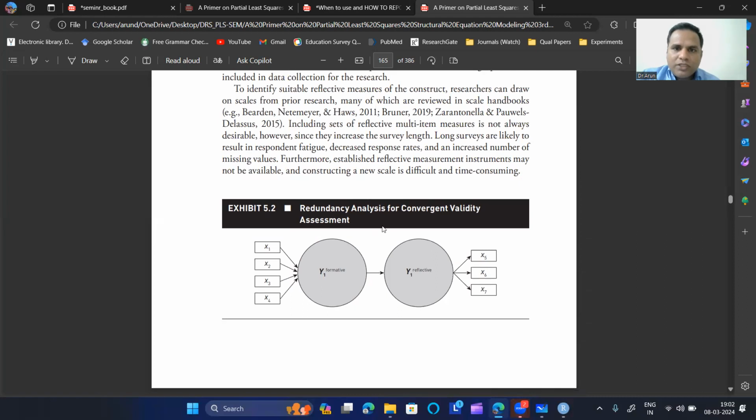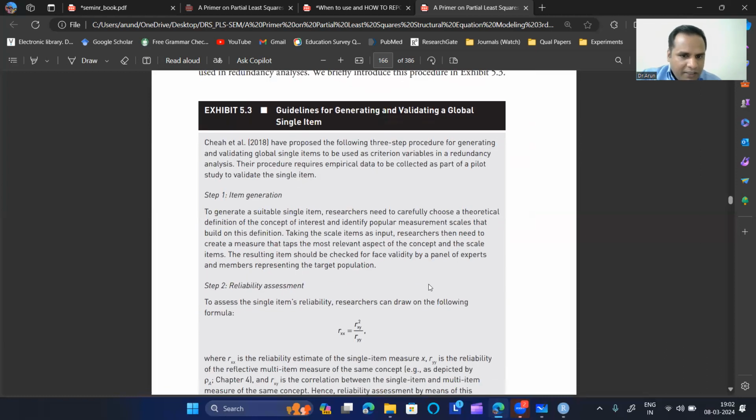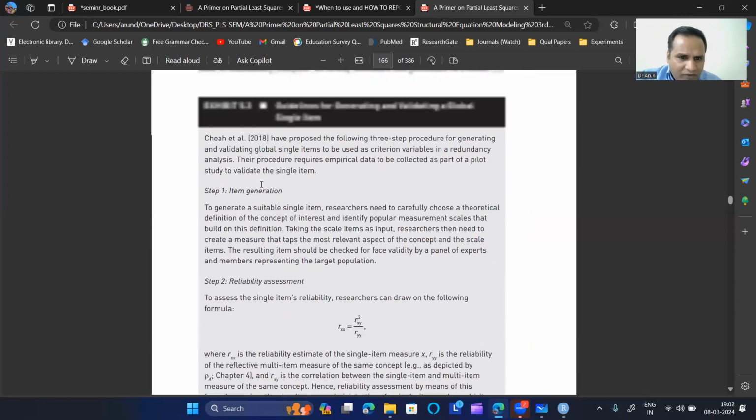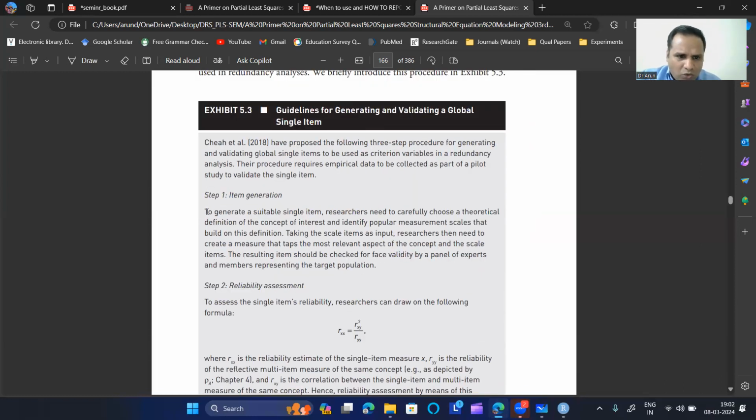Now all of you just pay attention. Can you all see this diagram before you? Let's say Y1 is measured using multi-items X1, X2, X3, X4, and it is formatively measured. And there is one more item, which is a global item. And there is Y1 which is reflective, with X5, X6, X7. And if you go down, they have talked about how to do item generation and how to select that one item. They have given all the rules and regulations.